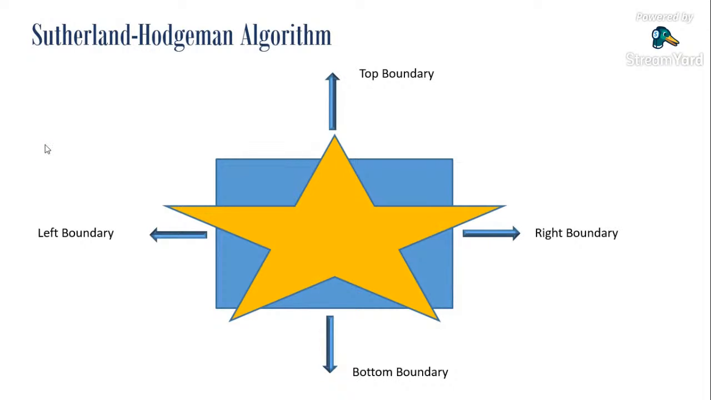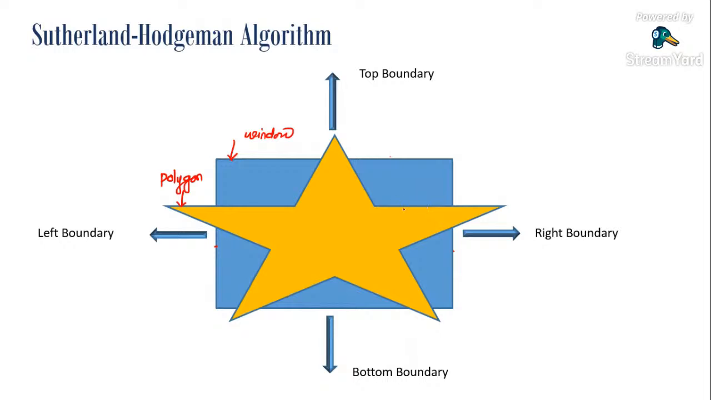Now in case of Sutherland-Hodgman algorithm, suppose this is the polygon, and this is the window with boundary. Suppose this is the left boundary, this is the right boundary of the window, this is the top boundary of the window, and this is the bottom boundary of the window.